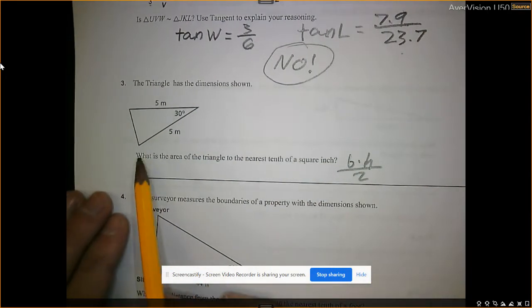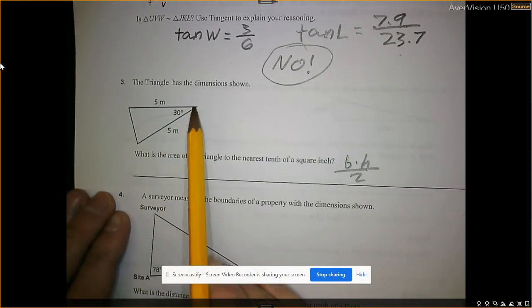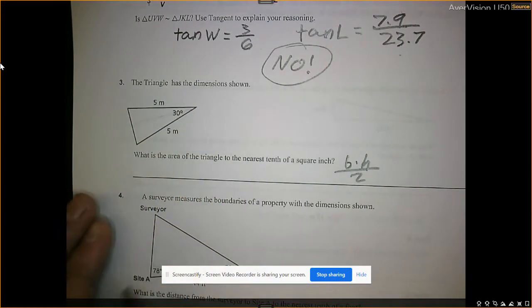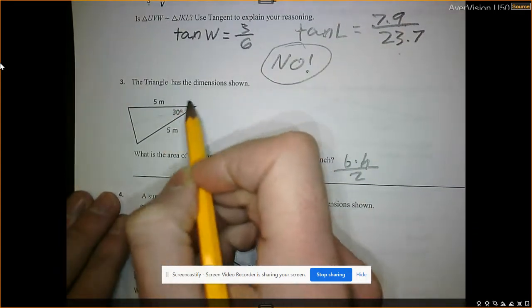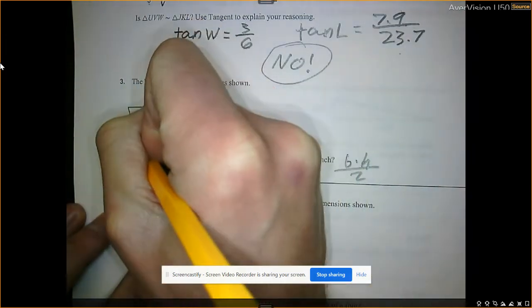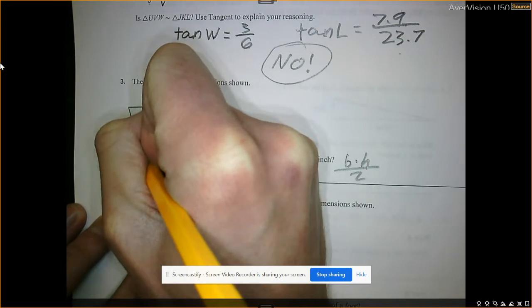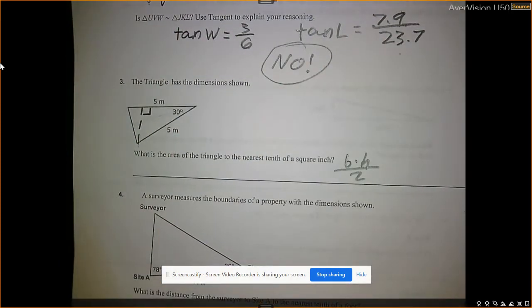But again, when we're drawing in our altitude, the only place we really don't want to draw it in is here, because then we're cutting the one angle we know. And we need to keep this 30 degrees as a 30-degree angle so that we can use it. So I would draw my altitude right in here. Altitudes go through a vertex and are perpendicular to the opposite side.